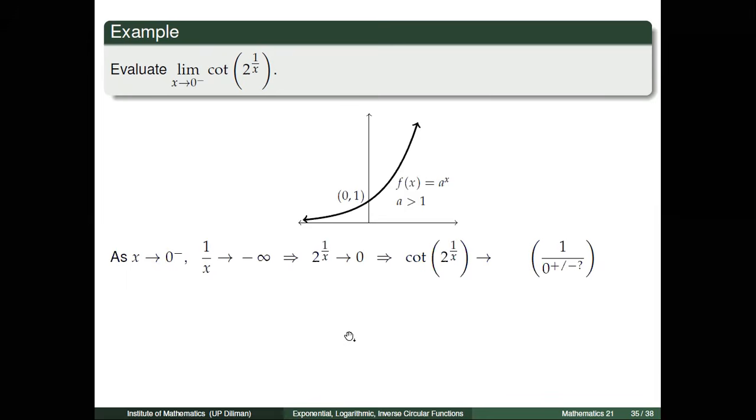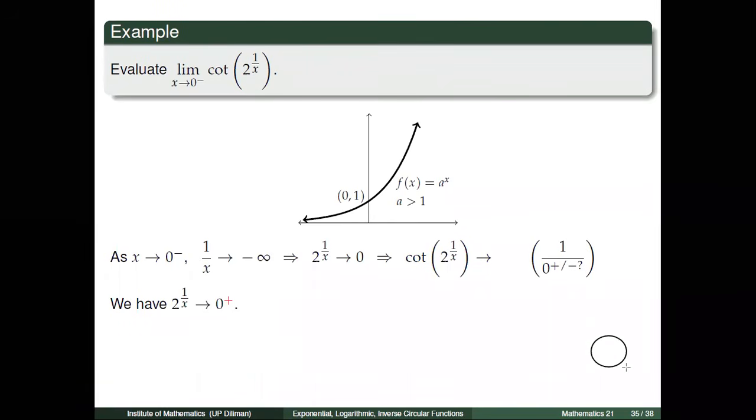Okay. Now, going back to this step, 2 to the 1 over x approaches 0. But in particular, as the exponent approaches negative infinity, the exponential approaches 0, but it approaches 0 from above. So we write that 2 to the 1 over x in particular approaches 0 from the right, or approaches 0 through values that are greater than 0. Now, what does this mean?